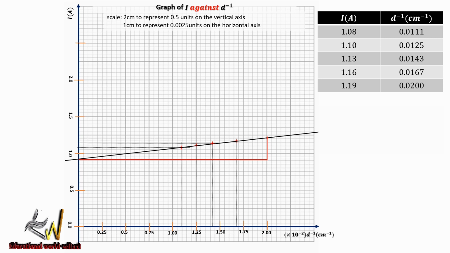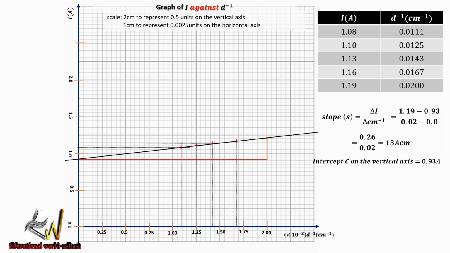For the slope, we take 2 convenient points from the graph and form a convenient right angle triangle. The slope is going to be the change in current over the change in the inverse of d. The 2 points I chose give 1.19 minus 0.93 divided by 0.02 minus 0, and simplifying gives 0.26 divided by 0.02, which is 13 ampere cm. So our slope is 13 ampere cm, and the intercept on the vertical axis is 0.93 amperes.